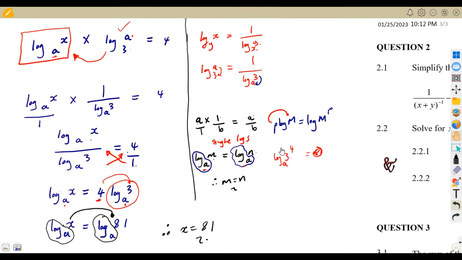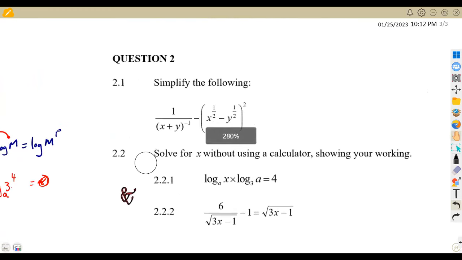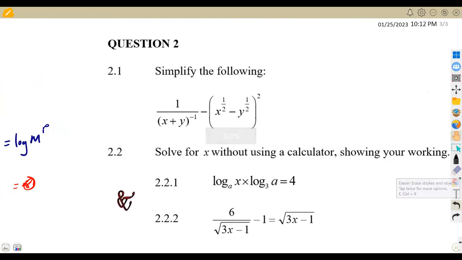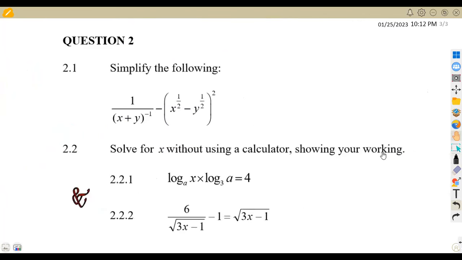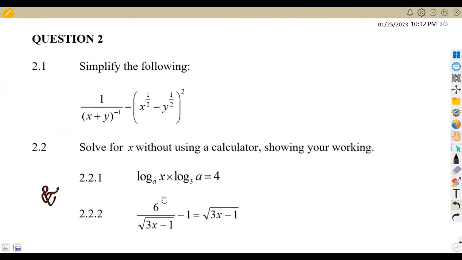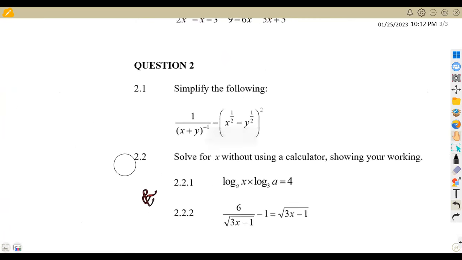Anyways, let's see what we had on question 2.22, where we are again given an equation to solve for x, but this time it's a different equation. It's no longer a logarithm. So let's see, how are we supposed to simplify? Take note, all the working is needed, and this is how many marks? 6 marks. The other question was 5 marks, and this one is 6 marks.